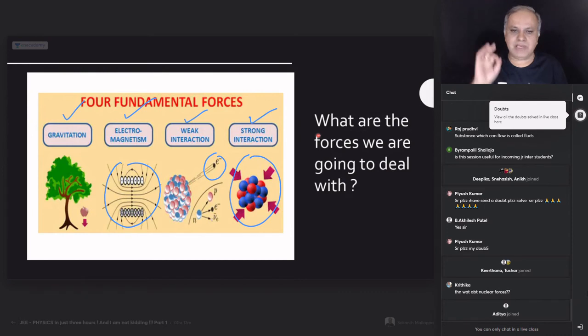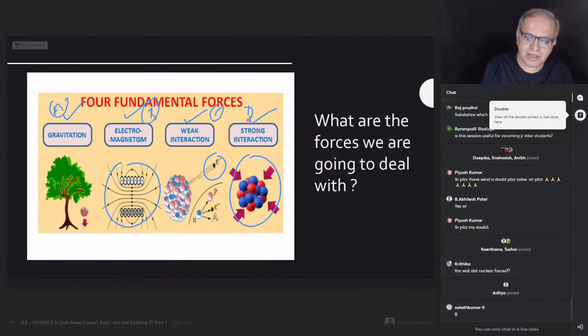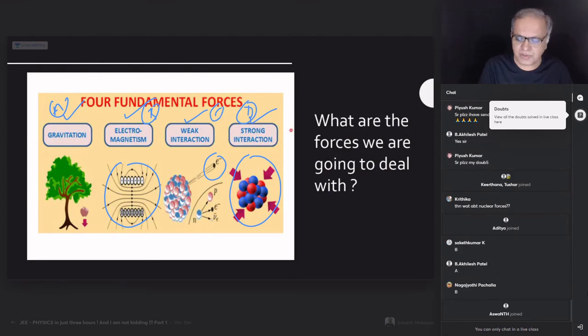If I ask you a multiple choice question, which I don't have time for now, which is the most common force of all these A, B, C, Ds? This is A, this is B, this is C, this is D. I'll start the poll. Which is the most common force of all 4 forces? Just check that in a quick way.